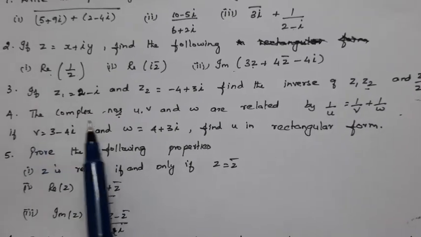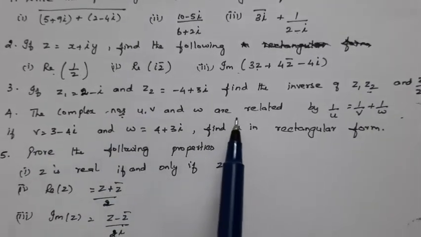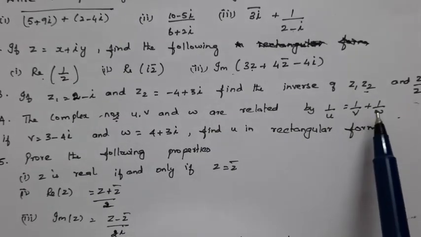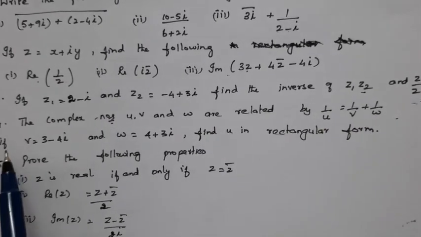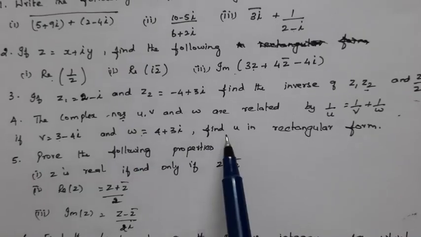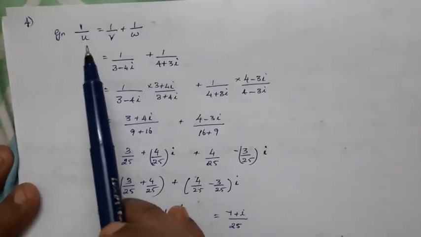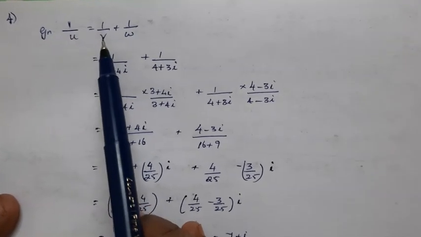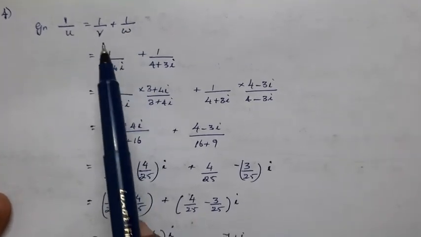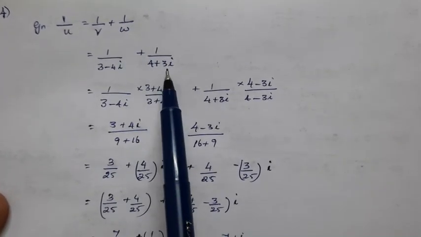Then the complex numbers u, v and w are related by 1 by u is equal to 1 by v plus 1 by w, where v and w are given like this. You have to find u in the rectangular form. Let me do this problem. Given 1 by u is equal to 1 by v plus 1 by w, substituting v as 3 minus 4i and w as 4 plus 3i.